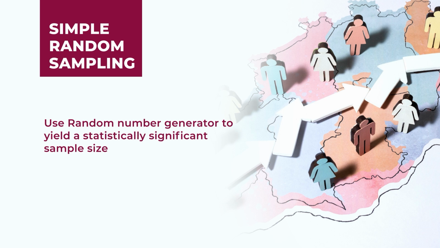Then we use a random number generator, which are publicly available. Some of them are open source and free. So you can use these random number generators to yield a statistically significant sample size. We will be talking about how to calculate a sample size later, but let's say Mohan decided that in the first instance he'll be selecting a sample of 500 people out of this total population of 5 lakh. Then he uses the random number generator to yield this sample by using these random numbers.